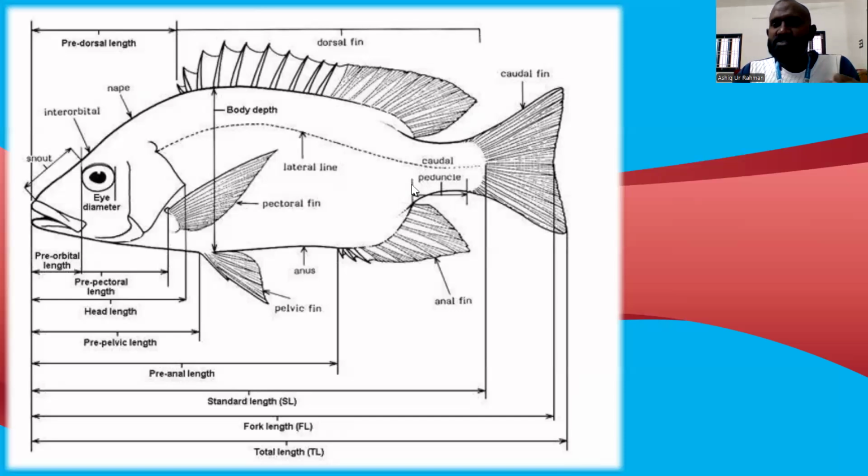So why these measurements? These measurements play a vital role in species identification. To identify a fish species, these measurements are mandatory. These measurements are called morphometric measurements, right? Okay, these morphometric measurements are vital in identifying the species.